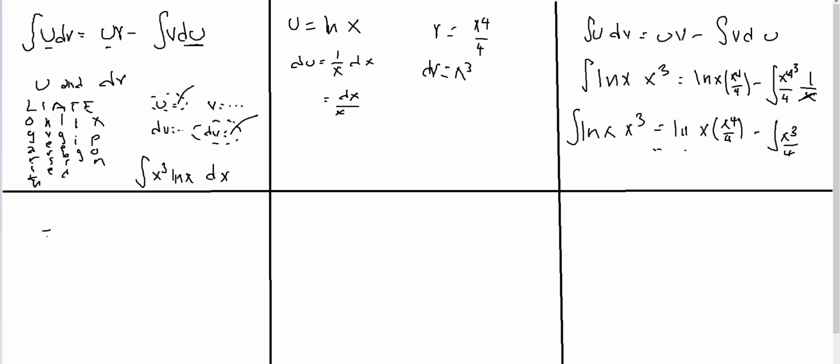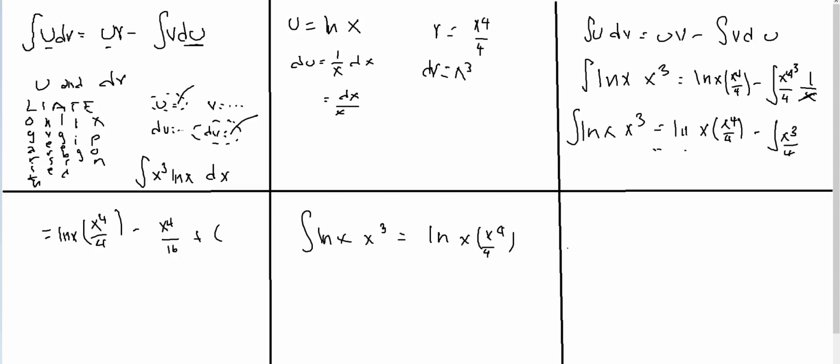So we know that we're dealing with ln x times x to the fourth over 4 minus x cubed over 4. The integral of x cubed over 4 is actually equal to x to the 4th over 16, plus c. So that means that our integral of the function x cubed ln x is equal to ln x times x to the 4th over 4 minus x to the 4th over 16 plus c.